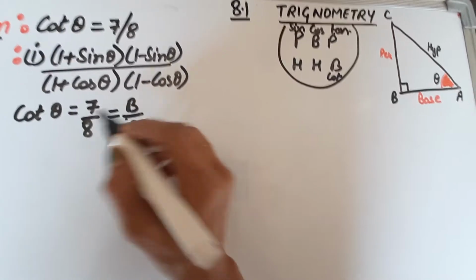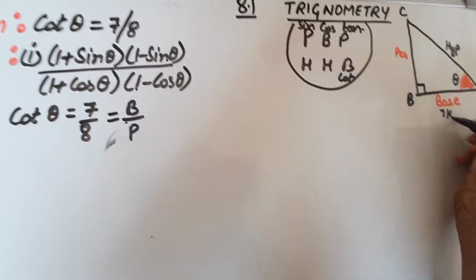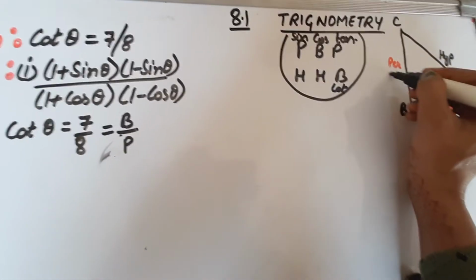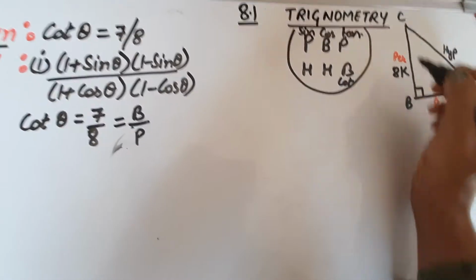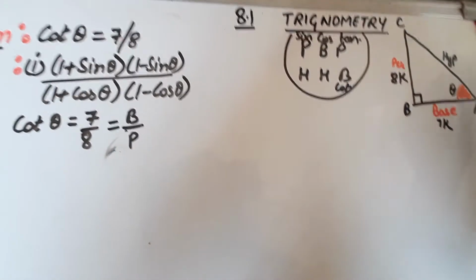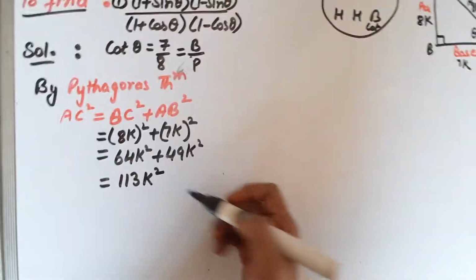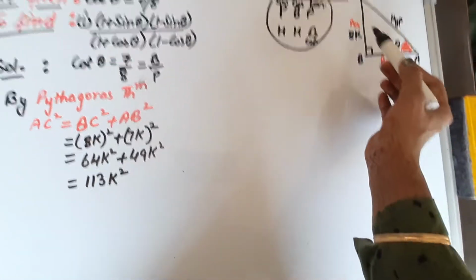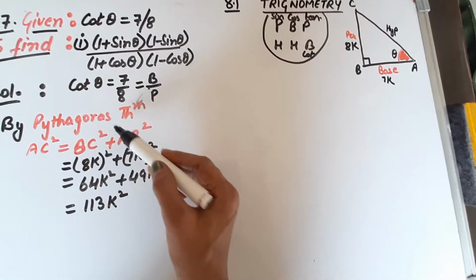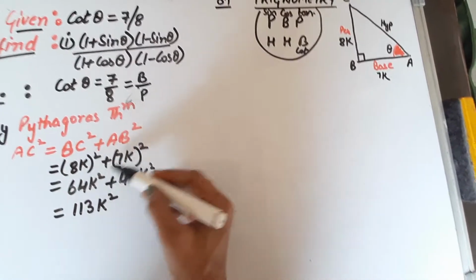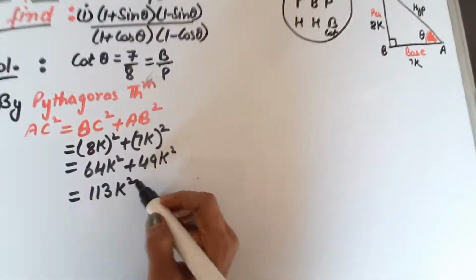Base from here will be 7k and perpendicular 8k. As the ratio is given to us, we are placing a constant. So by Pythagoras, let us find out the hypotenuse. Applying Pythagoras, hypotenuse AC square is equal to BC square plus AB square. By putting the values, we'll get 113k square.